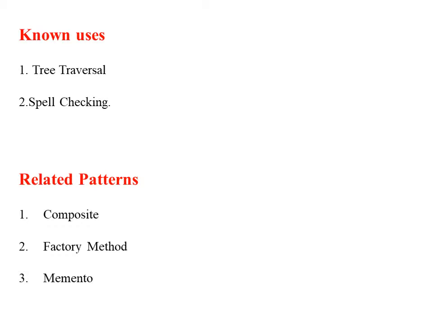Next, the last template section is related patterns. There are three related patterns: composite, factory method, and memento. Iterators as composites define a structure, so that's why composite is a related pattern for this iterator pattern. Next, factory method. Here we are creating the iterator classes wherever needed.